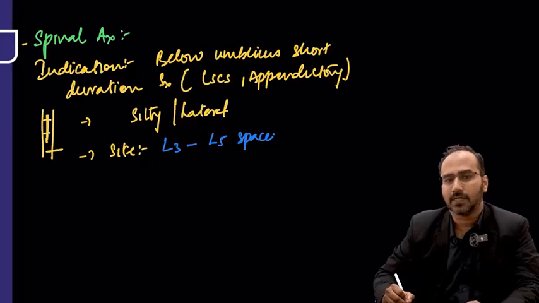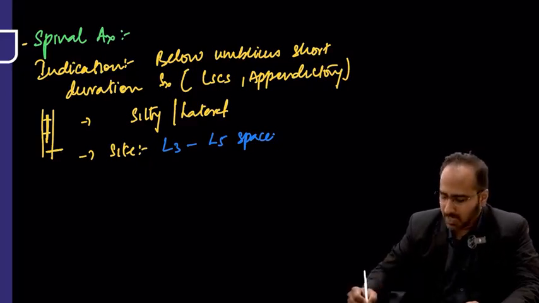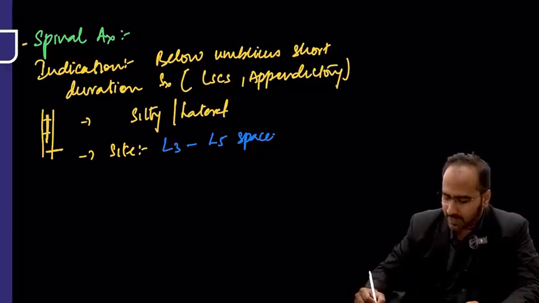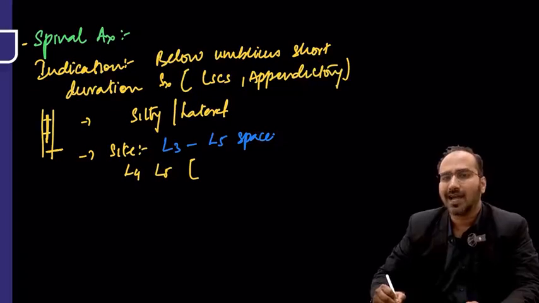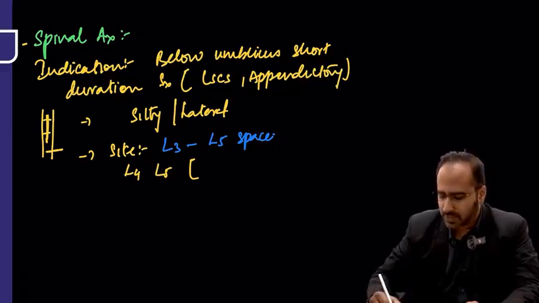L3 to L5 space, right? In that L3 to L5 space, you need to remember L4, L5 is very easily identified space. Why is L4, L5 easily identified? Because there is a landmark to identify that space, which is called Tuffier's line.